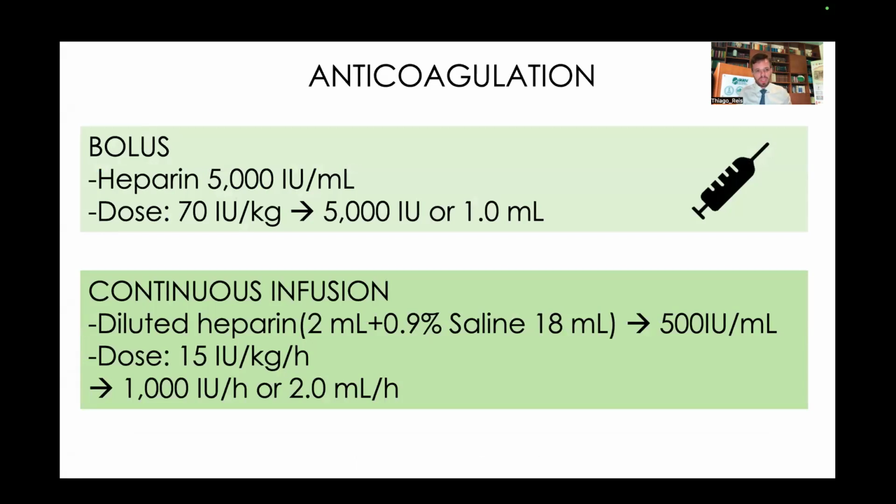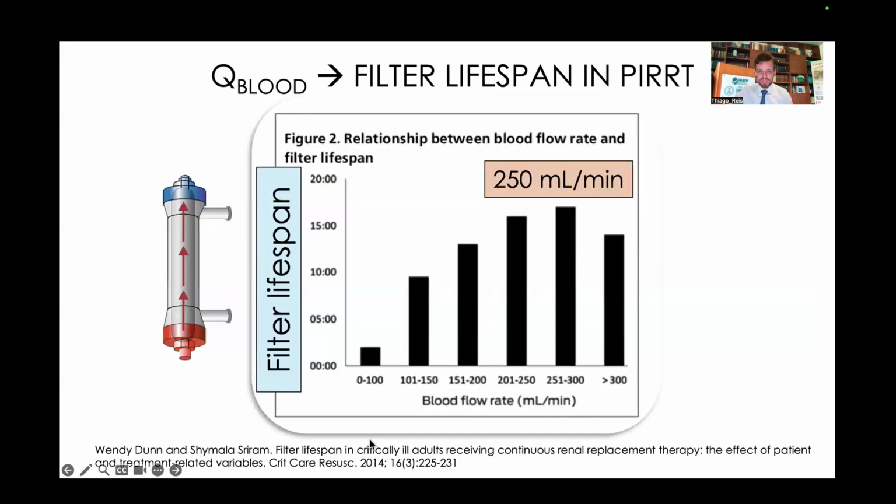So the anticoagulation for intermittent dialysis is mainly carried out with heparin, a bolus dose of 70 international units per kilogram, and the continuous infusion in general of a diluted heparin, 500 units per ml. So 15 international units per kilogram per hour. In general, of this solution, 2 mLs or 1 ml per hour is enough.